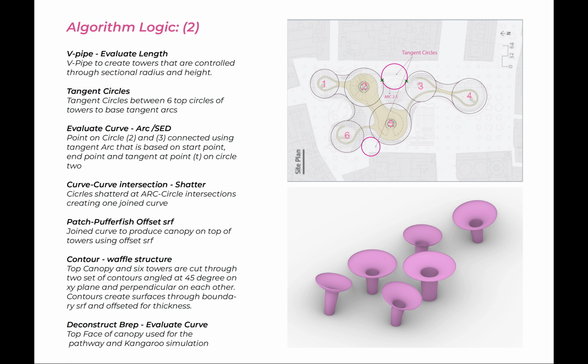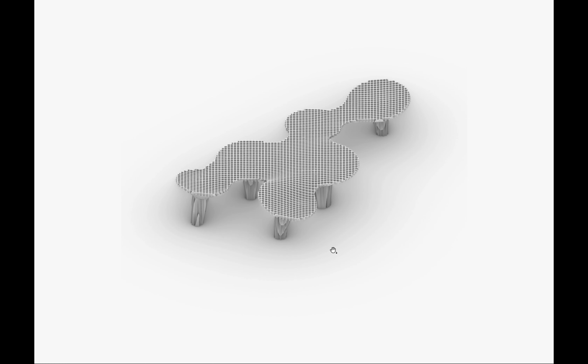The second algorithm logic, I'm going to go into it on the grasshopper file, but just to explain the logic of how to create the top canopy, I use the top circles of those towers by deconstructing the BREP and taking the edge. The top circle has a specific point through evaluate curve, and then those 2 points are connected through a tangent arc. And then the top canopy is created to later be used for kangaroo simulation and also to have a pathway on top of it.